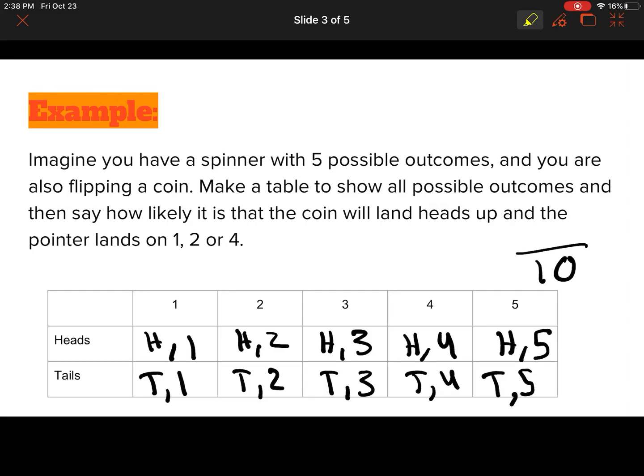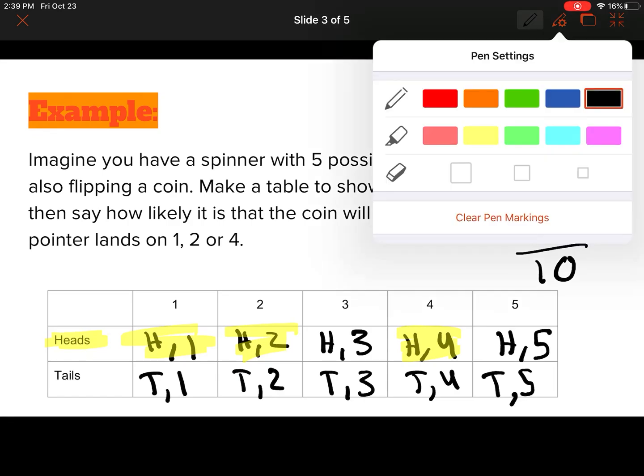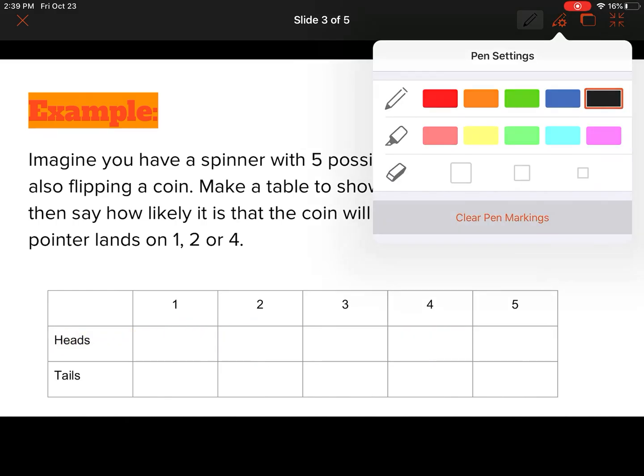Now we want to find out when the coin lands heads up and the pointer lands on a 1, a 2, or a 4. For starters, we only want to look at heads, right? So we're going to be looking at this first column. We have a heads 1, a heads 2, and a heads 4. So that's 3 possible outcomes. So we have a 3 in 10 chance of flipping a coin and spinning a spinner and landing a heads 1, a heads 2, or a heads 4.